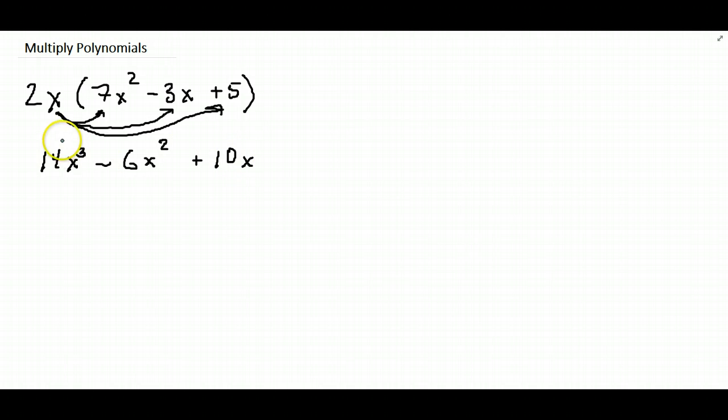And that's the end of it. So that is a trinomial with a third degree of 14x cubed minus 6x squared plus 10x.